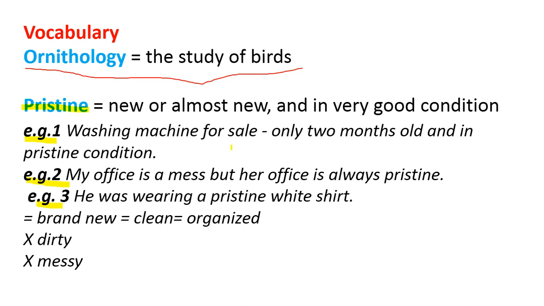Yes, so pristine means new, not brand new, I mean, it's almost new. My office is a mess, but her office is always pristine. So mess, but this means that it's a contrast, so pristine here means tidy. He was wearing a pristine white shirt, clean, pristine means clean. What's most important to write is that its meaning is new, clean, or organized. Let's think about the antonym, dirty or messy.